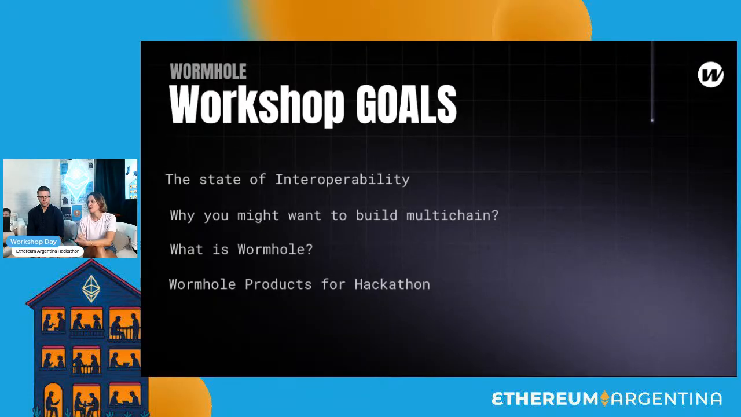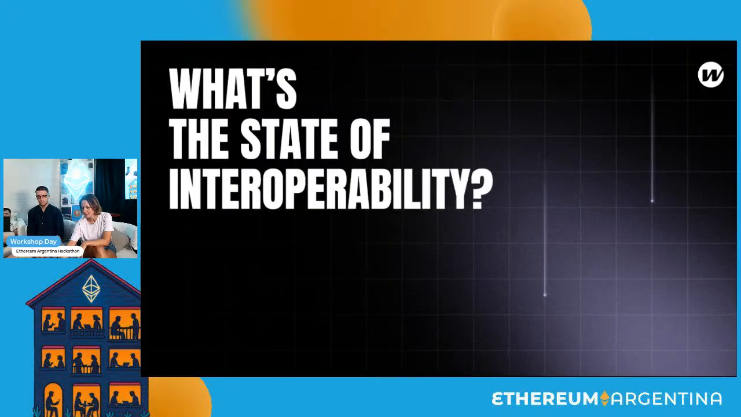So these are some of the workshop goals. We will quickly go through the state of interoperability, why you might want to build multi-chain, and then what is Wormhole as an interop protocol. And finally, we will go through a few of our products, and all of them, you can integrate them in your app for the hackathon if you want. Yeah, so let's get started.